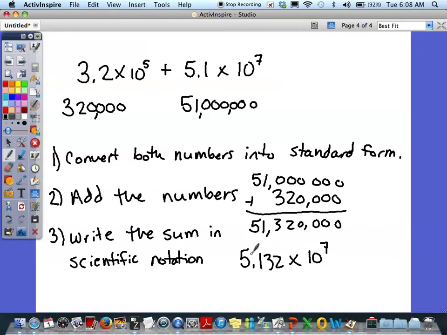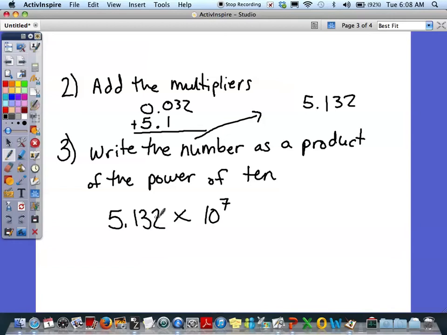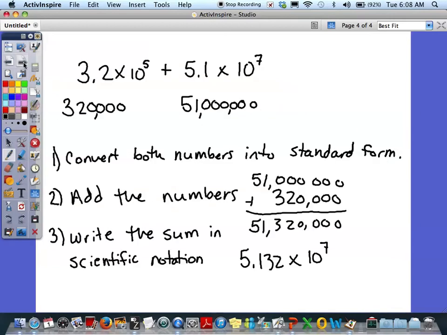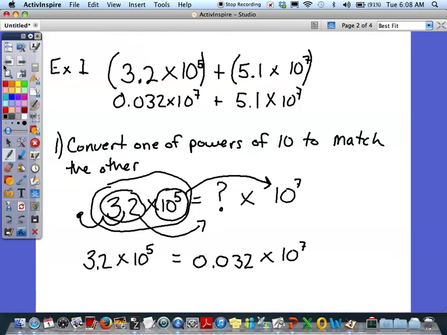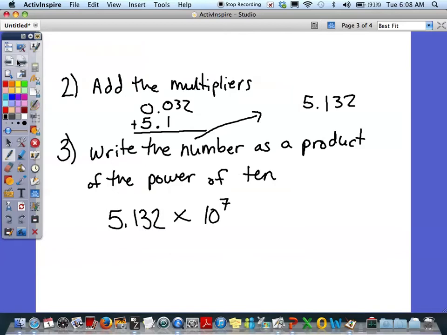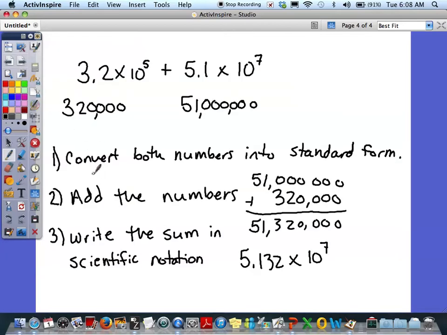And notice this answer, 5.132 times 10 to the 7th, matches the answer we had back here. We just did it in different ways. This method is the easiest to understand but takes the most work. You have to convert twice. This method over here, once you understand what you're doing, you're converting one of the powers of 10 to match the other, then you can just add the multipliers and move on from there. Like I said, I don't care which way you do it. I just hope that you come out with the correct answer at the end. This is perhaps the easiest to understand.